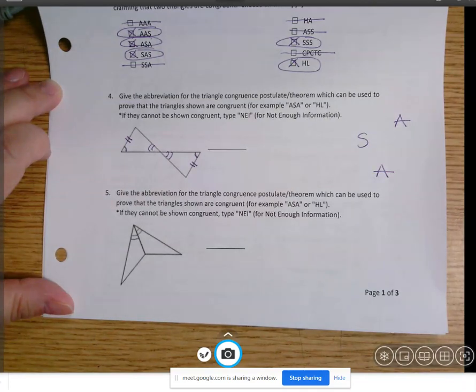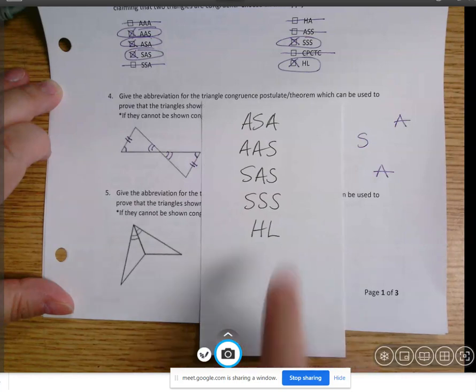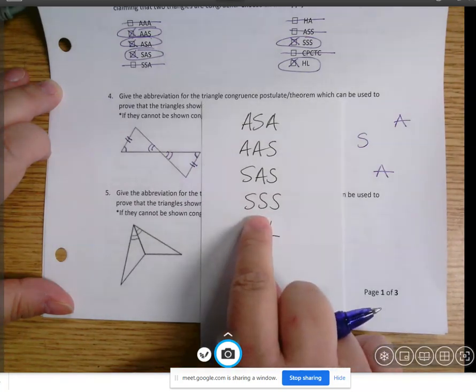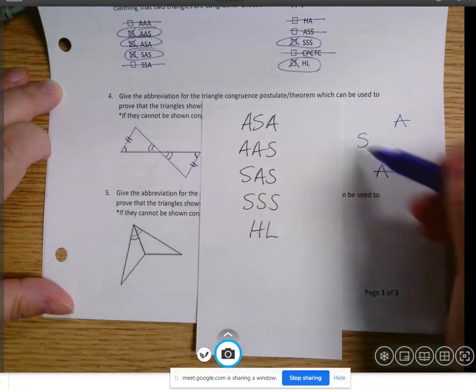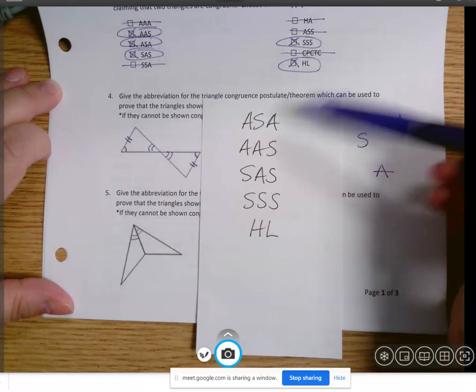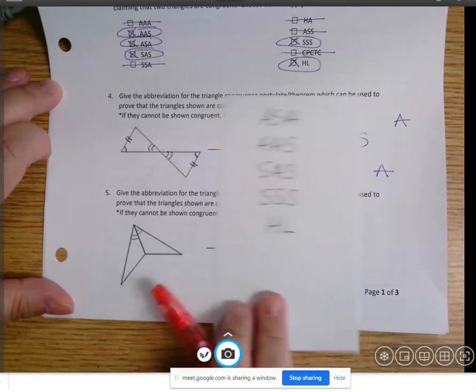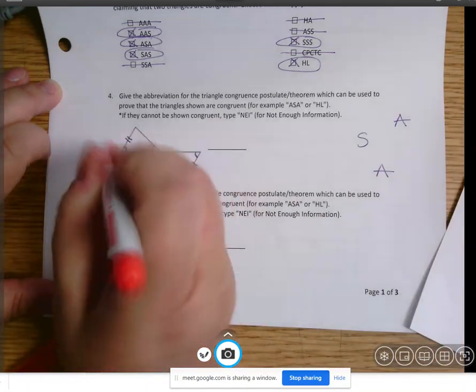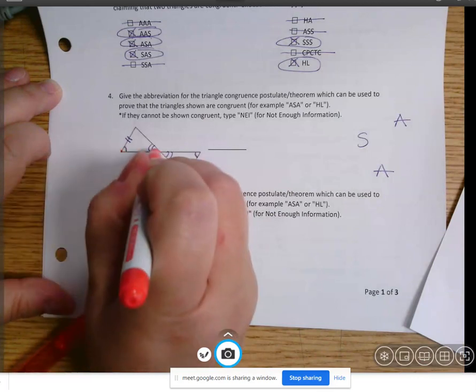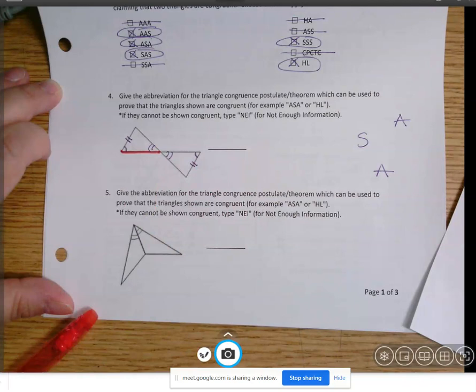So now I just have to figure out which of these applies. Those are not right triangles, so HL is off the list. So it's just 4 possibilities. 2 A's and an S is either this or this, depending on whether the S is in between the 2 A's. Remember, we talked about what it meant to be the included side. If you look at the vertex of one of the angles and the vertex of the other angle, and you connect them, that's the included side.